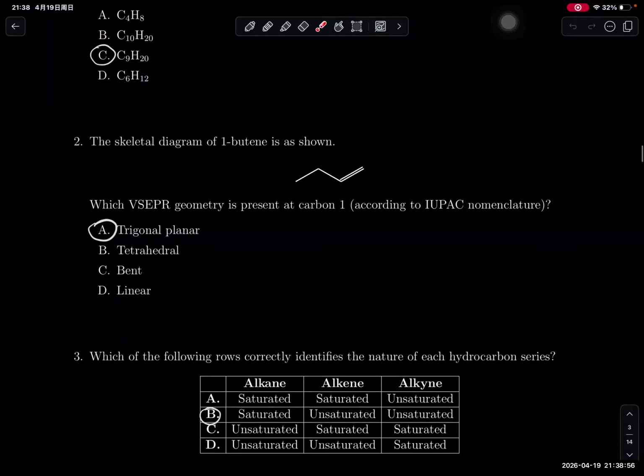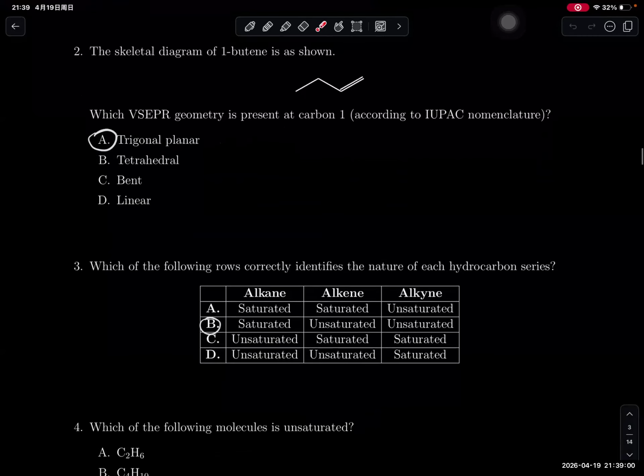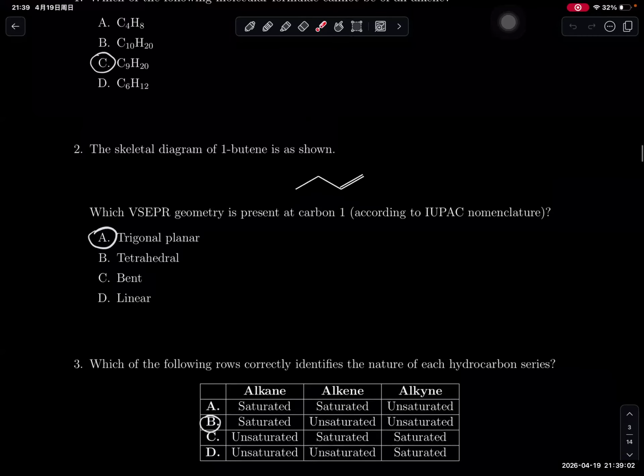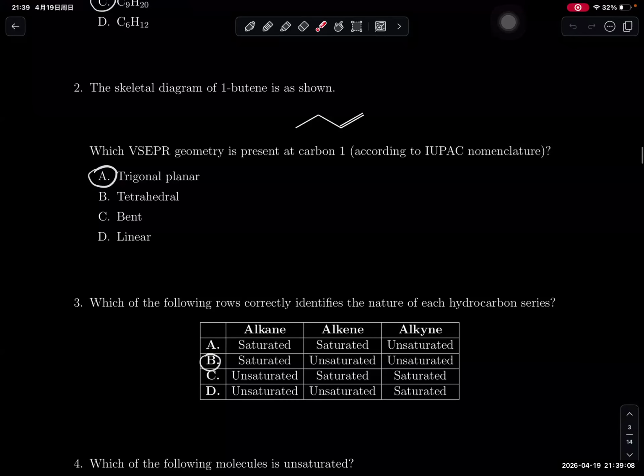Question 2, the skeletal diagram of 1-butene is shown as below. The VSEPR geometry is presented at carbon 1. Okay, what is that? So carbon 1 will be this carbon, right? And this carbon has a double bond, with 2 hydrogens like this. So it will be trigonal planar.